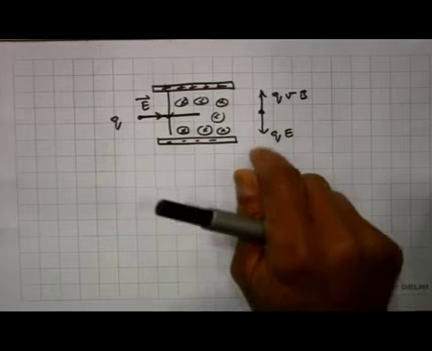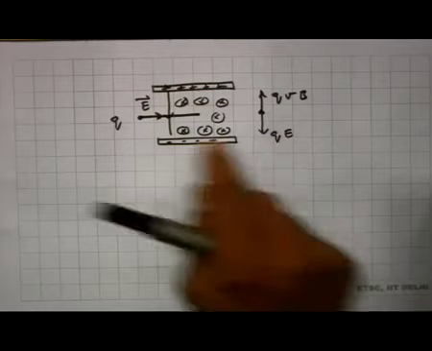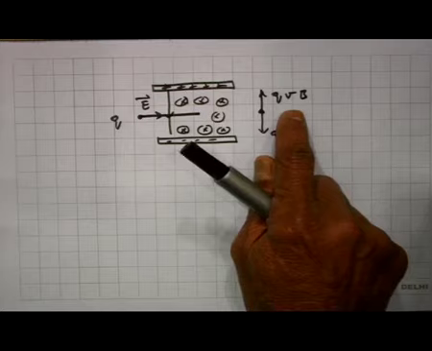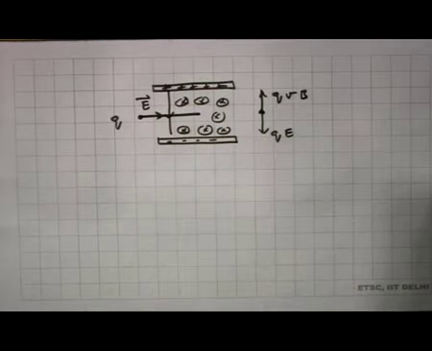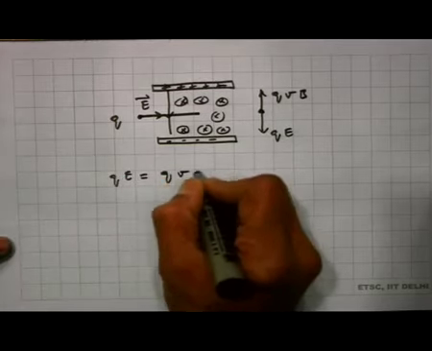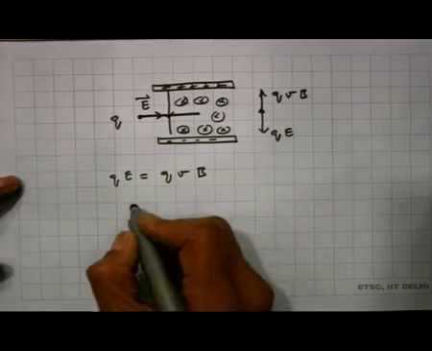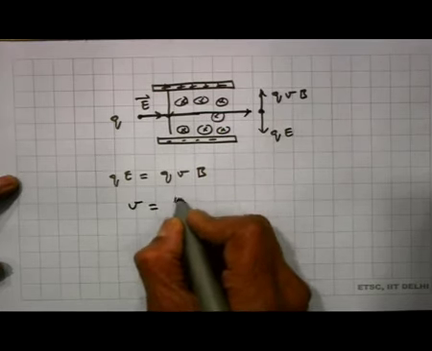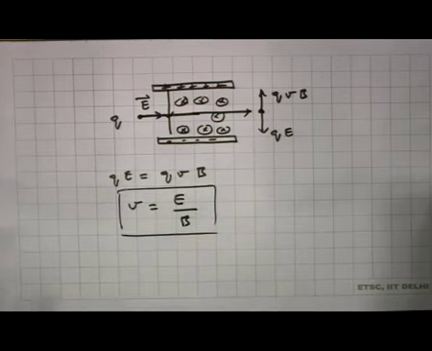Now, if the magnetic force is larger than the electric force, if qvB is greater than qE, the particle will tend to curve upwards. If qE is bigger than qvB, the particle will tend to curve downwards. But if qE is equal to qvB, then the net force acting on the particle becomes 0, and then the particle will go undeflected straight. That means if the particle has a velocity v equal to E by B, then the particle will go undeflected along a straight line.